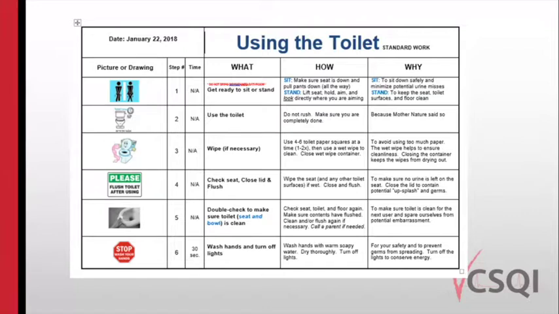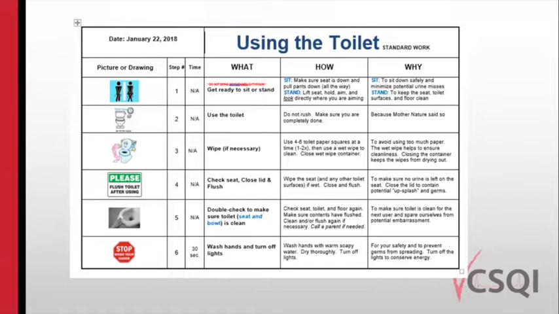Step 2 is self-explanatory. Use the toilet and make sure that you're done. Step 3 is to wipe, and the how. It explains the number of toilet squares that we should use. That's more from my perspective, making sure we're not taking too much, clogging the toilet, and doing things like that. And there's also a further explanation in the why.